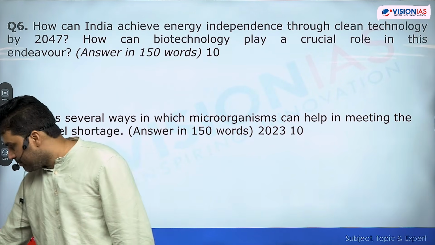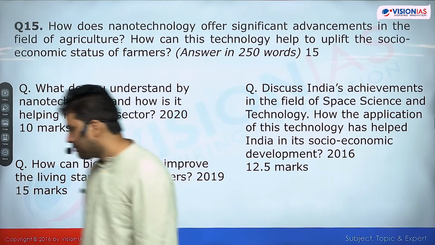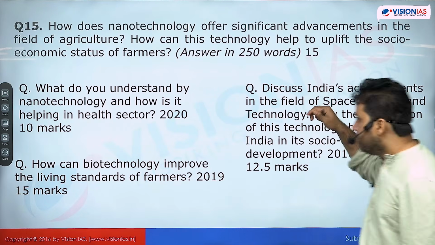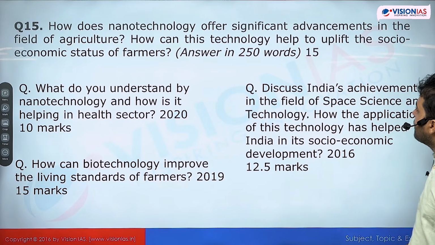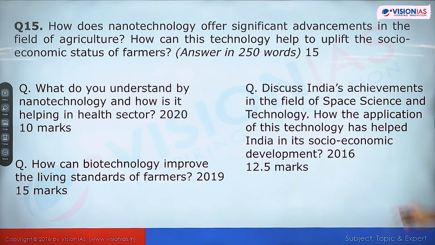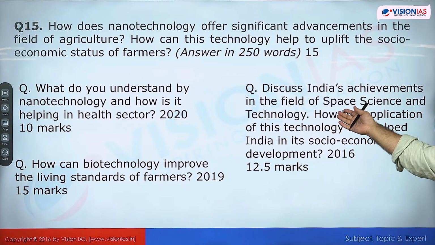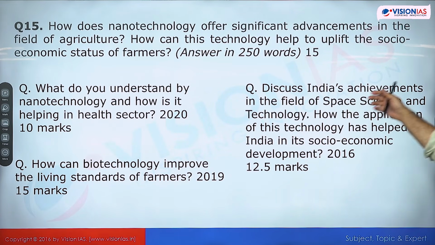Another very good example. How does nanotechnology offer significant advancements? Nanotechnology is given directly in the syllabus. It's a keyword which is given in the syllabus. Advancements in the field of agriculture. How can this technology help to uplift the socio-economic status of farmers?